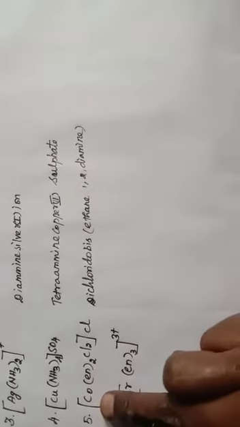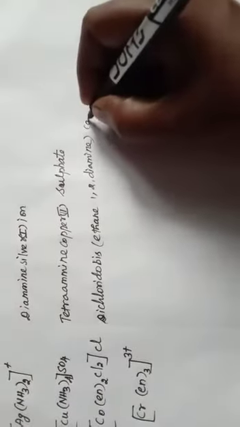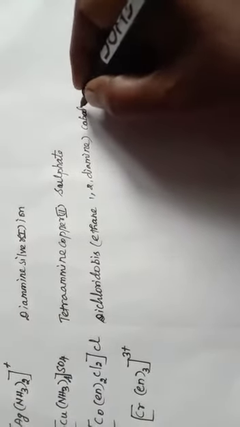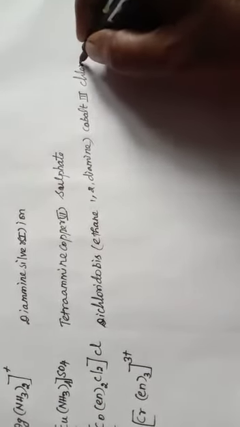It is a cationic complex, so the central metal atom name should be written as such, cobalt. Its oxidation state here is 3, chloride. That is the name of the compound.